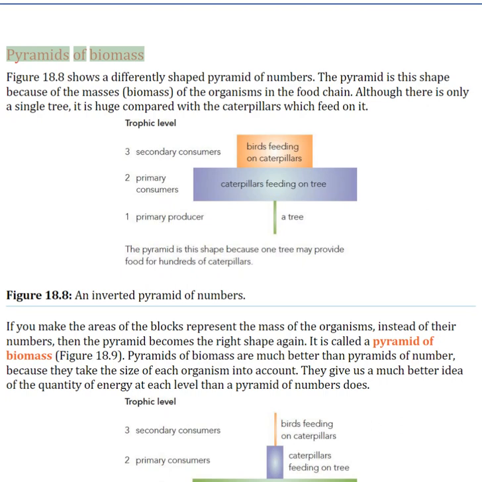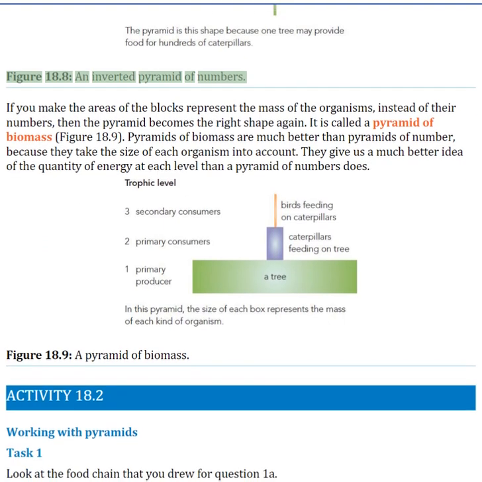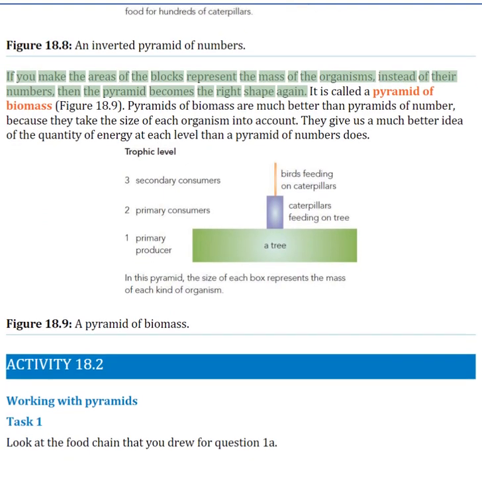Pyramids of biomass. Figure 18.8 shows a differently shaped pyramid of numbers. The pyramid is this shape because of the masses of the organisms in the food chain. Although there is only a single tree, it is huge compared with the caterpillars which feed on it. Figure 18.8: an inverted pyramid of numbers. If you make the areas of the blocks represent the mass of the organisms instead of their numbers, then the pyramid becomes the right shape again.